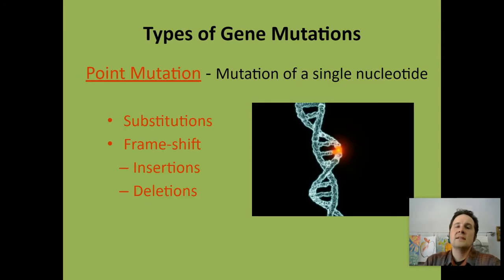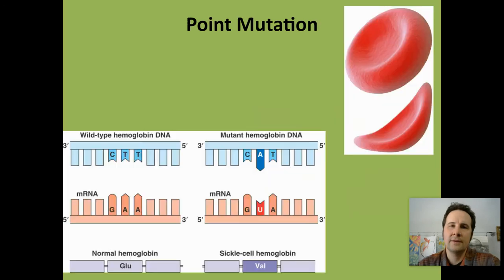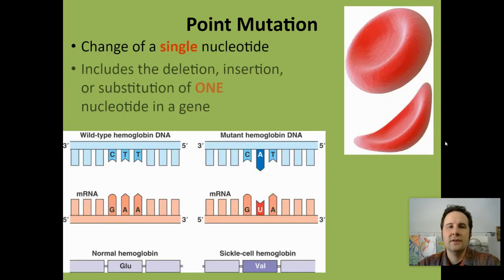There are several different types of mutations. There's a point mutation, which is a single nucleotide. You're only involving 1 letter. There are different types of these point mutations. There's substitutions, and then there's this other class called frame shifts. Those are insertions and deletions. We're going to talk about what that means here in just a moment. A point mutation is that change in a single nucleotide.